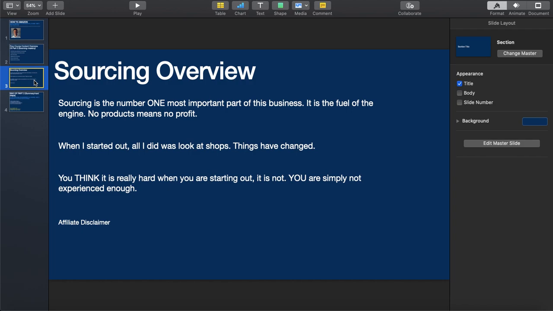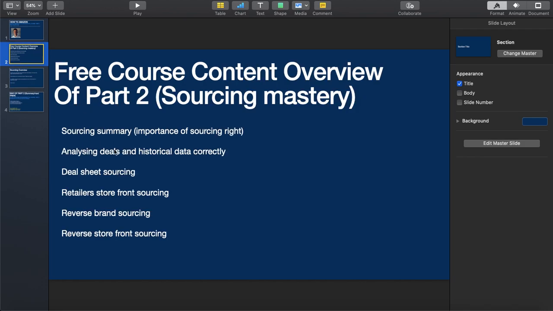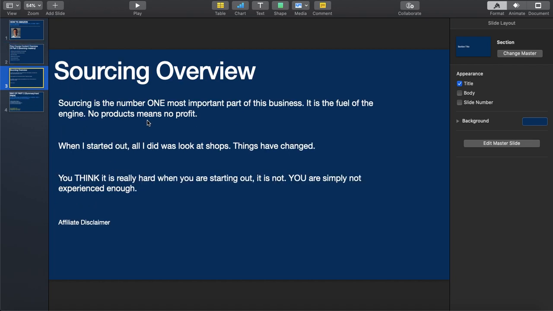I'm going to show you how to do retail storefront sourcing, which is this one here. That's where you simply go to a retailer. I'm going to tell you how to do that. But just know that that's just one of the strategies, and that's probably the least effective strategy, but that's the one I started off with. I'm going to show you that, but just know that there's a lot more methods to go with it.